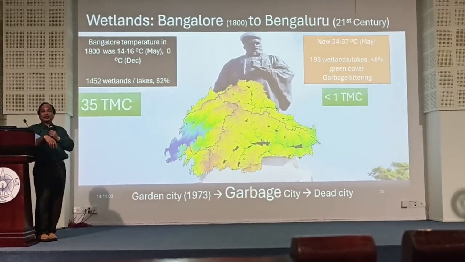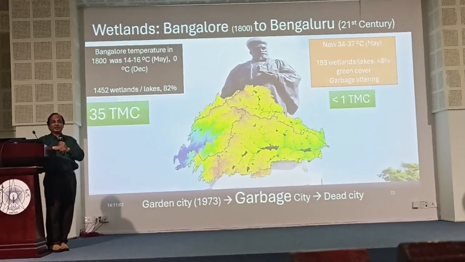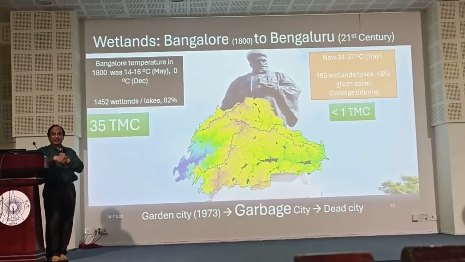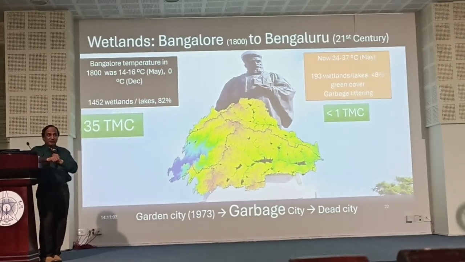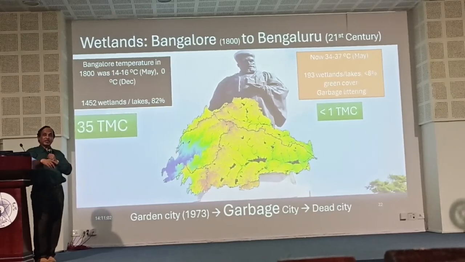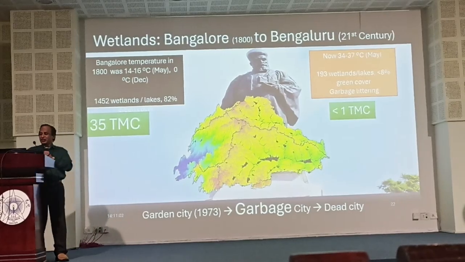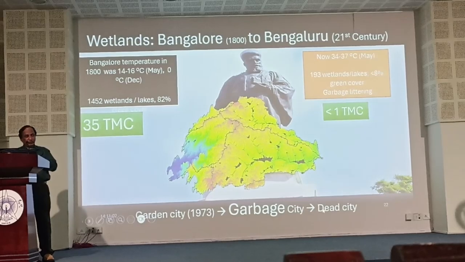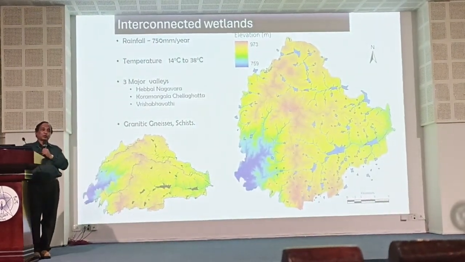And look at this one. Bangalore enjoyed 0 degrees Celsius in December in 1800. Because of that, we were growing apples in a place called Palace Orchard, closer to my institute. And today, we do not grow apples. What do we grow? Waste and waste people. Understood? Okay. So that means the city, which was a garden city, became a garbage city, and today it's a dead city.